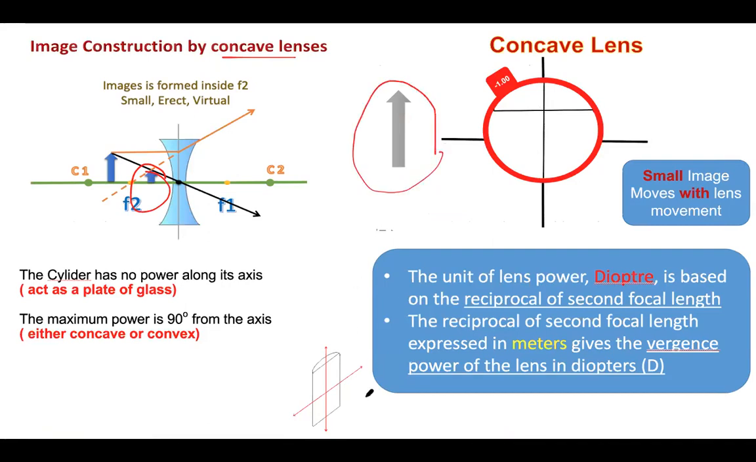We said also that the cylindrical lens has no power along its axis as it acts as a plate of glass, and the maximum power is 90 degrees from the axis, or perpendicular to the axis, whether it is concave or convex. And we said also that the basic definition of power of the lens is the reciprocal of the focal length, and the focal length is expressed in meters, not in centimeters.